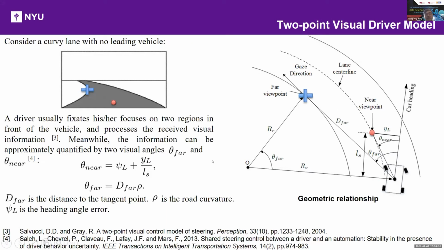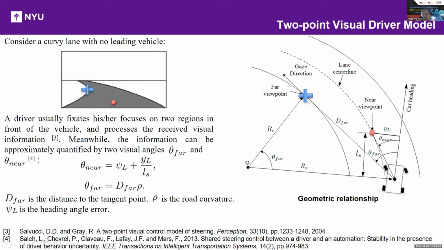For the human driver model, we can come up with some approximate model. This has been studied by psychologists and engineers separately. It turns out a human driver can make decisions based on two pieces of information: one is called the far point angle, and one the near point angle. The near point angle is used for the tracking, path following of the vehicle, and the far point angle, the far view angle, is used for planning. The far angle depends on the road curvature, and the near angle depends on the position and the heading angle of the vehicle.